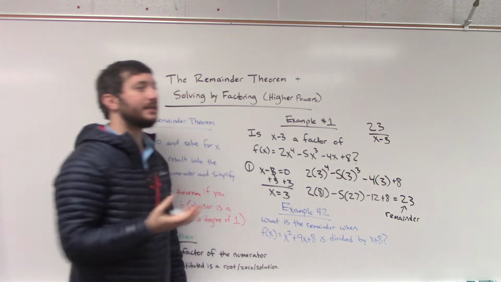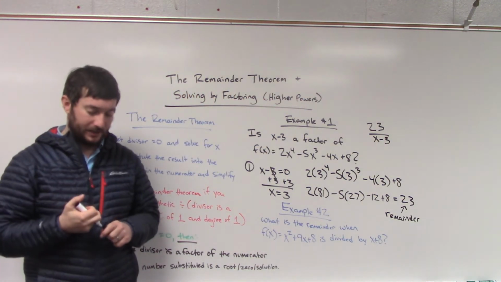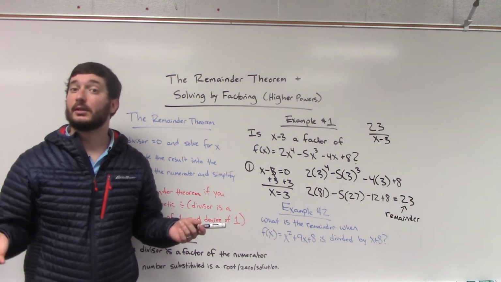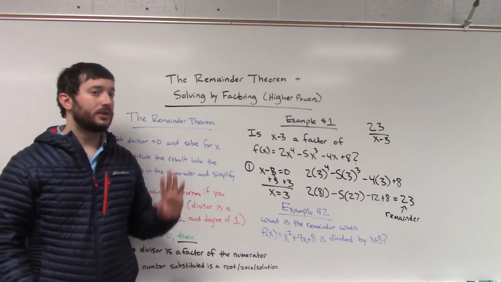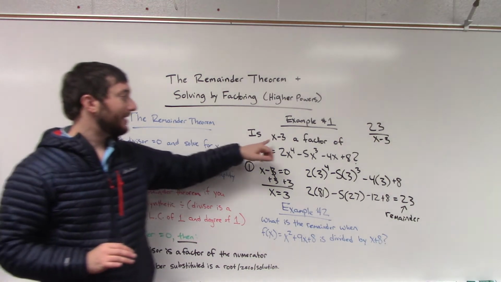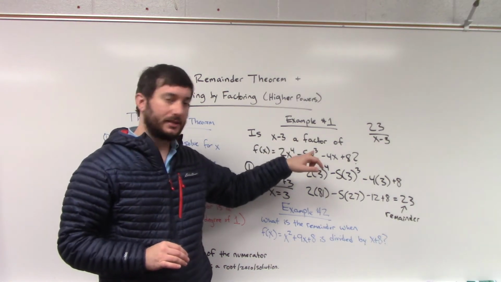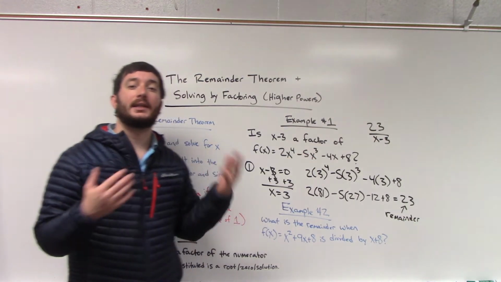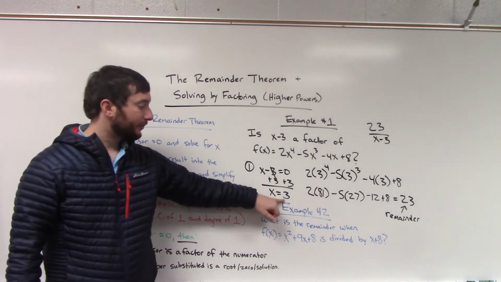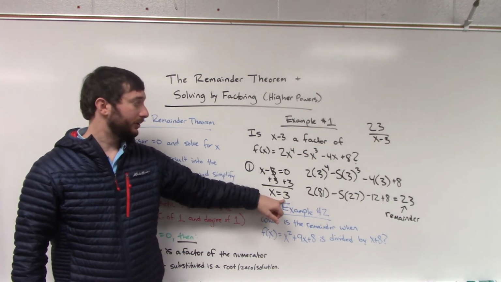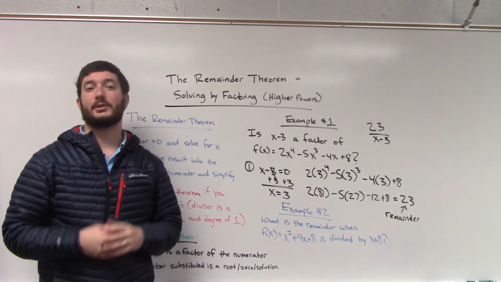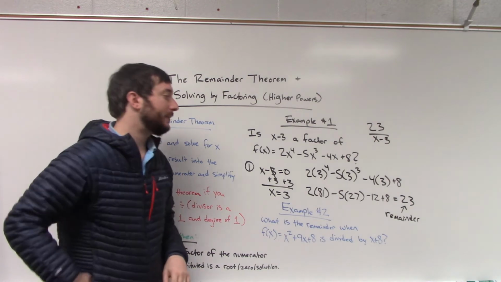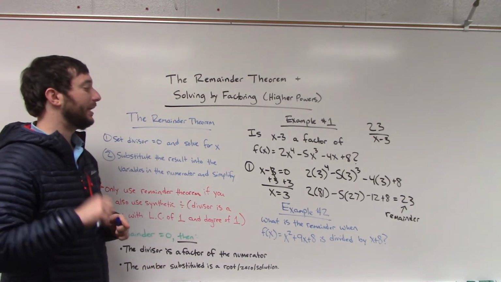So what does that tell us? Did this divide evenly? And the answer would be no. We had a remainder left over of 23. So the question was, is x minus 3 a factor of this? No, doesn't divide evenly. It's not a factor. Is 3 a root, zero, or solution for this? No, it didn't turn our remainder into 0. It turned it into 23. That would be how we would approach one remainder theorem problem.